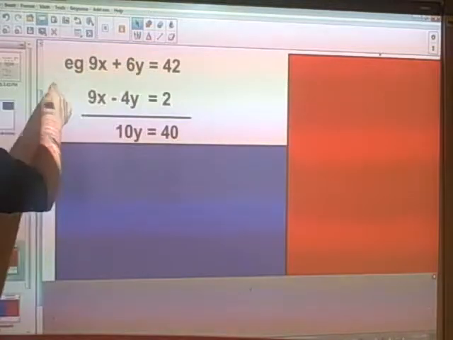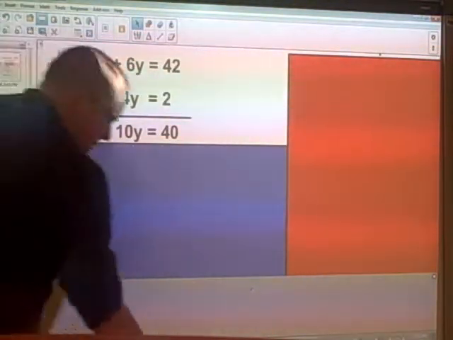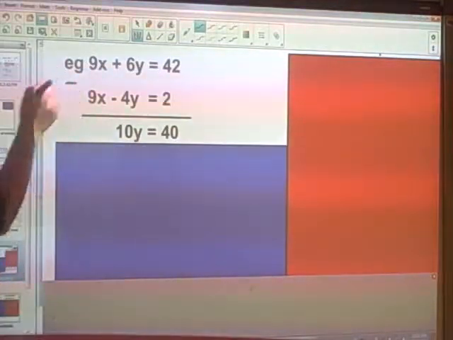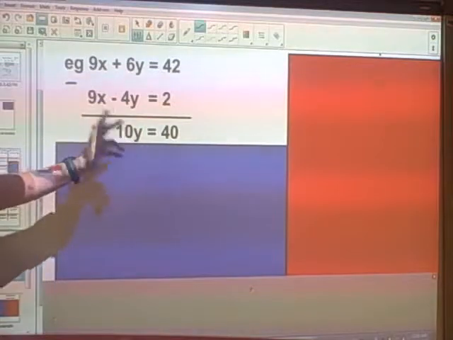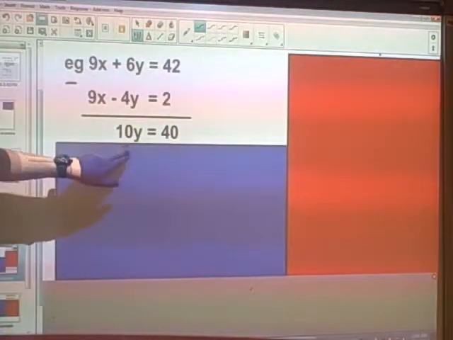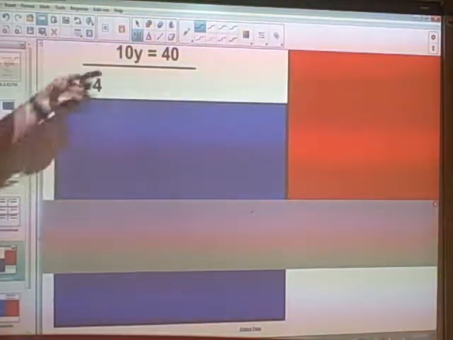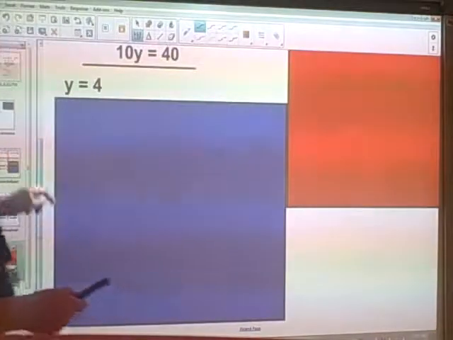It's positive 6y, take away negative 4y. So actually it becomes plus 4y, which gives us 10y. And then 42 take away 2 is 40. Divide both sides by 10, I apologise. And actually we finish up with an answer of 4.